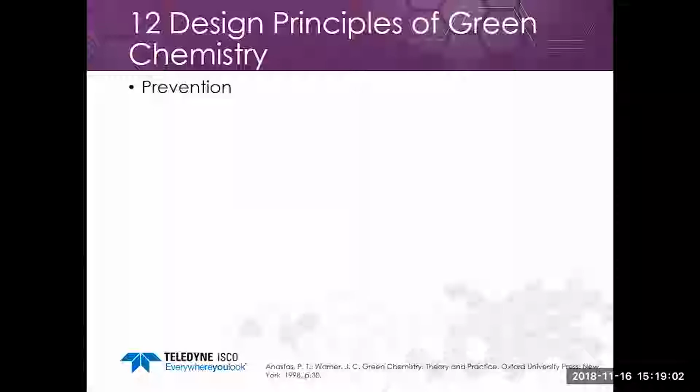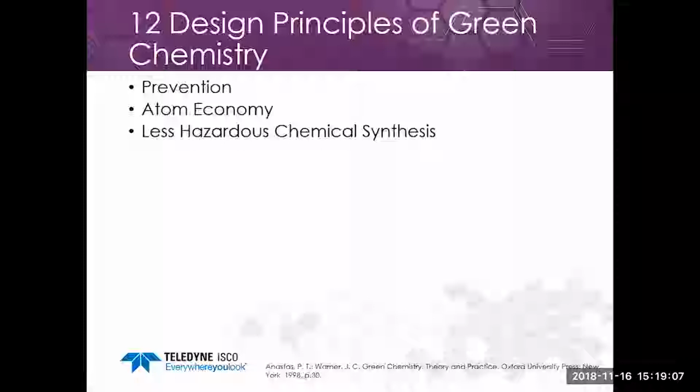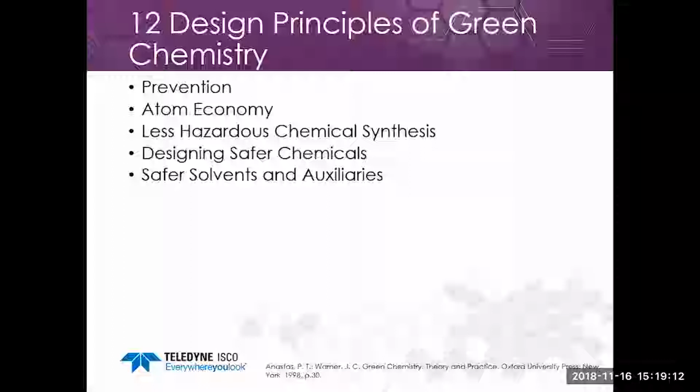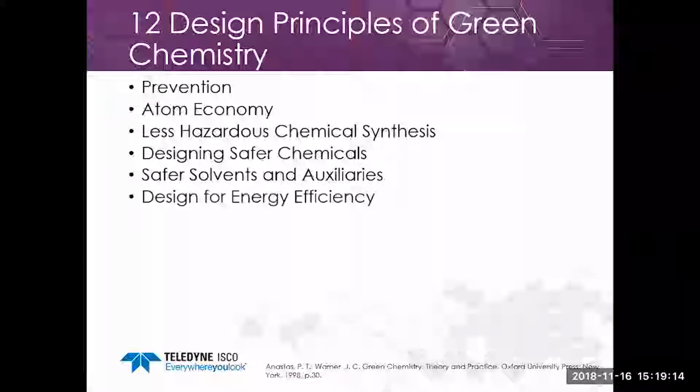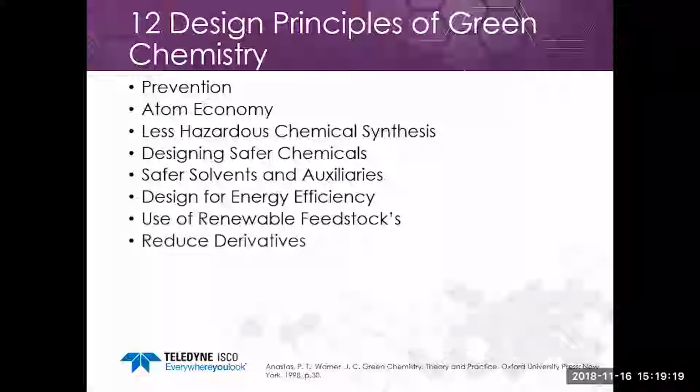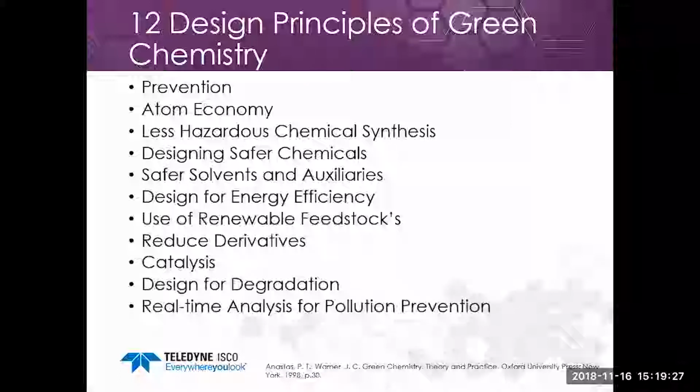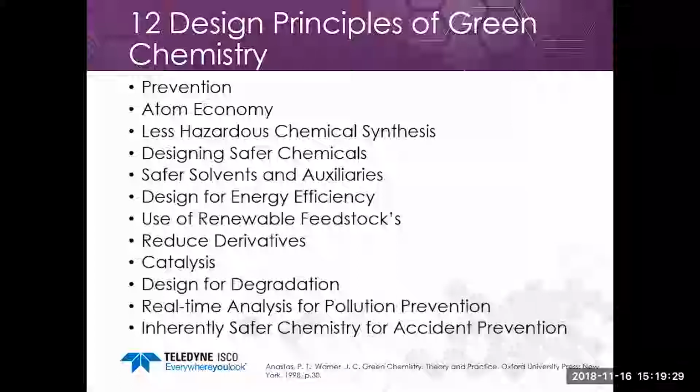So we're going to start with the 12 design principles of green chemistry. The first one is prevention. The next one is atom economy. Third one is less hazardous chemical synthesis. Next is designing safer chemicals, safer solvents and auxiliaries. Designing for energy efficiency, the use of renewable feedstocks, reducing derivatives, catalysis, design for degradation, real-time analysis for pollution prevention, and then inherently safer chemistry for accident prevention. So these are the 12 key principles of green chemistry.